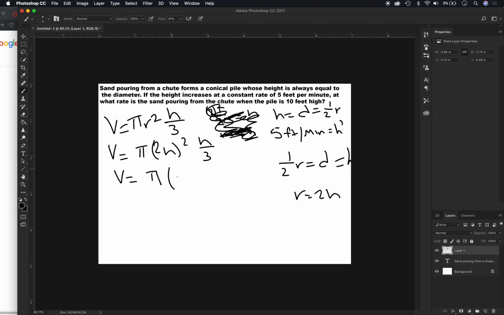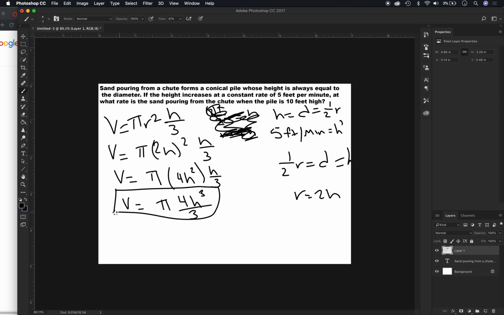So v equals pi 4h squared h over 3. V equals pi 4h to the third over 3. Okay, so we have that. If the height increases at a constant rate, what rate is the sand pouring from the chute when the pile is 10 feet high?